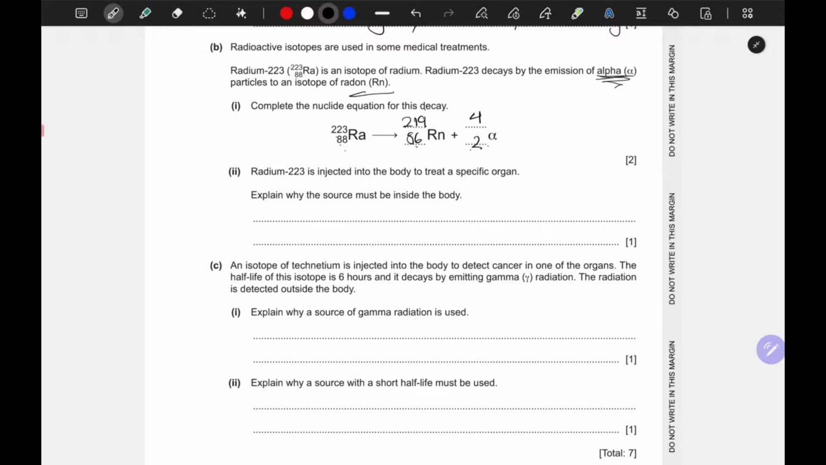But the problem is alpha particles don't have good penetration, unlike gamma radiation. So that means they're not going to be penetrating the skin. So we can say alpha particles can be stopped by the skin. They cannot penetrate the skin.